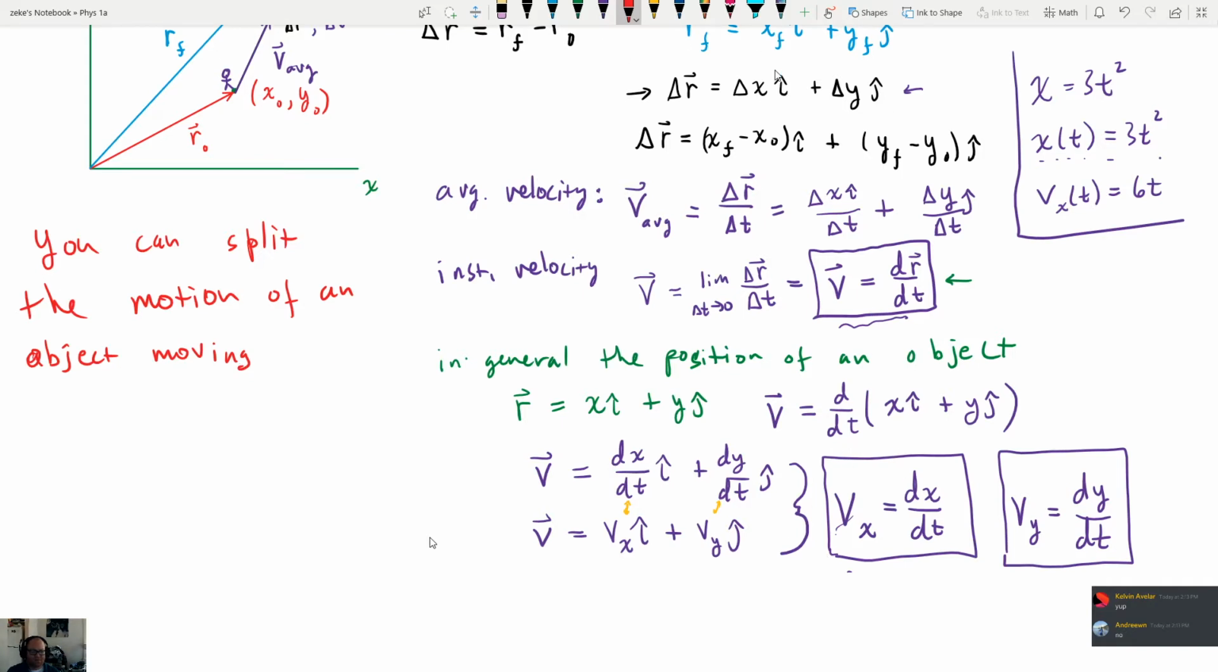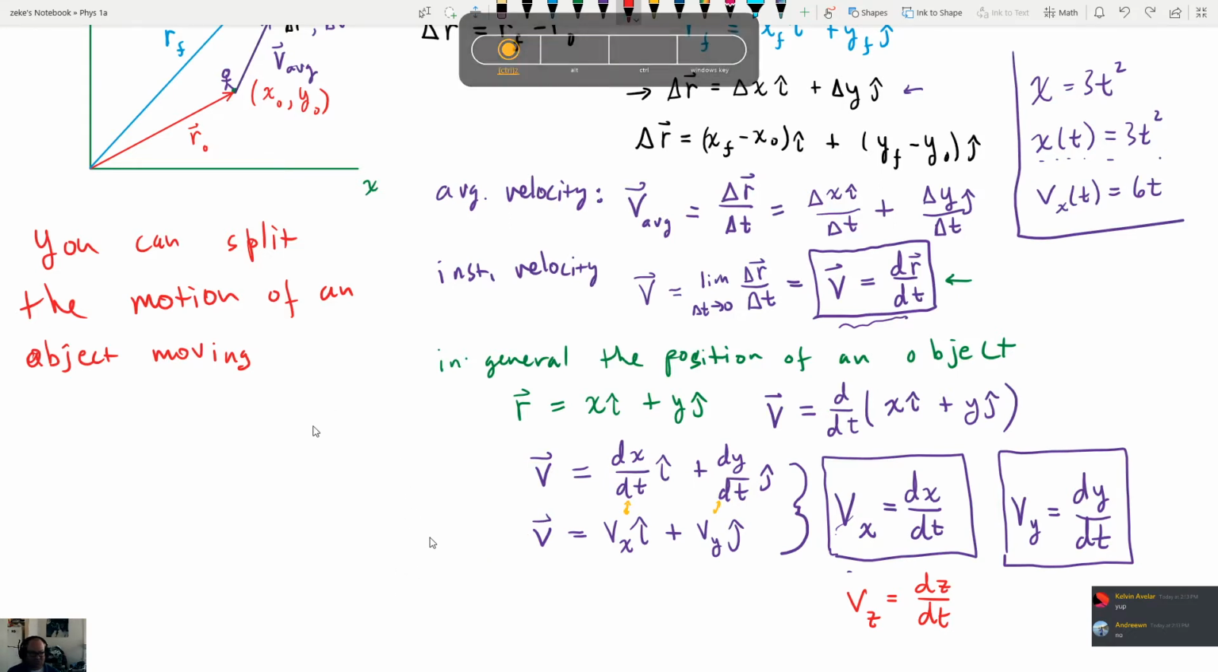We could make all these equations more complicated by, for example, starting from the very beginning and saying delta r is equal to delta x i hat plus delta y j hat plus delta z k hat. Then average velocity would have a delta z over delta t, and your z component of velocity would just be dz/dt. So extending this to 3 dimensions is not difficult, but we're not going to worry about that today because almost all the problems you'll see in this class will be in 2 dimensions. Mostly because the motion of any object, even in 3 dimensions, can basically be reduced to fewer dimensions as long as it's moving in one plane, like a projectile.